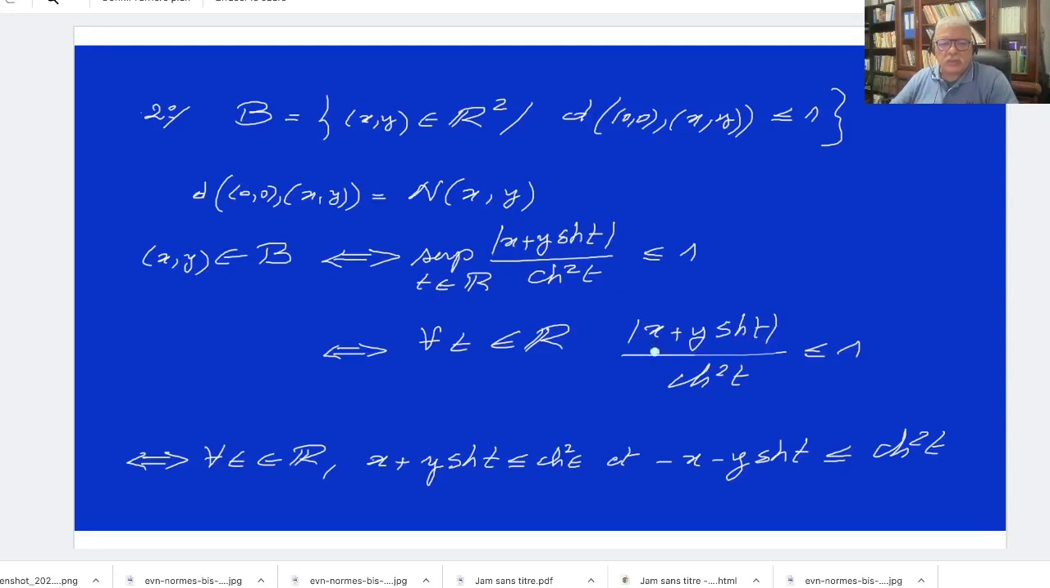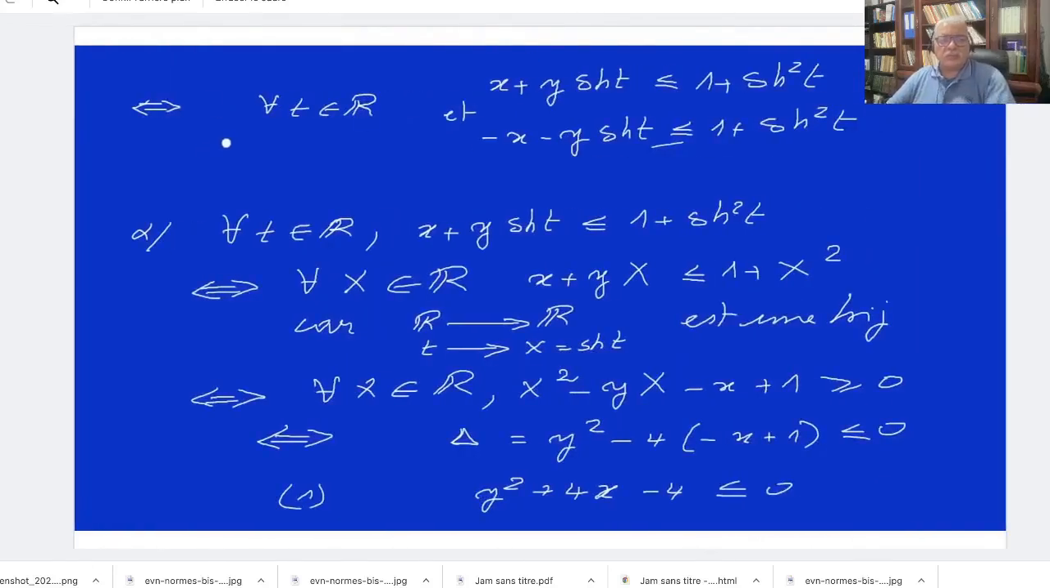If we want to remove the absolute value, it gives two expressions. This is equivalent to, for any t belonging to R, x plus y sh of t is less than or equal to ch squared of t, and minus x minus y sh of t is less than or equal to ch squared of t.